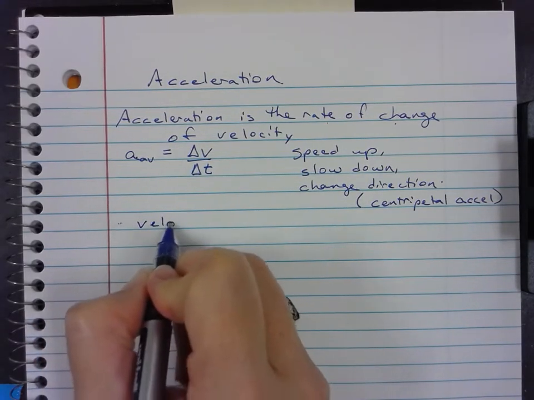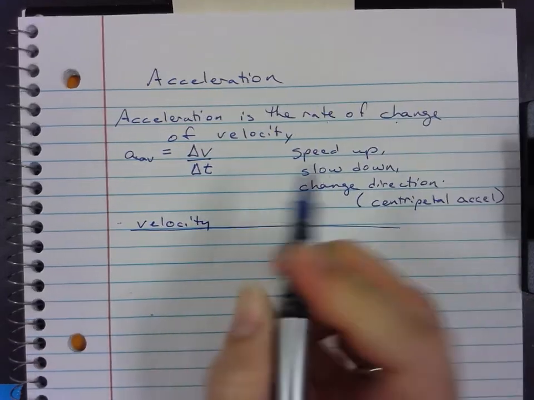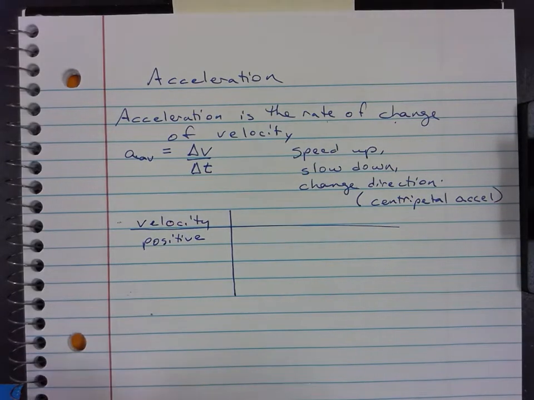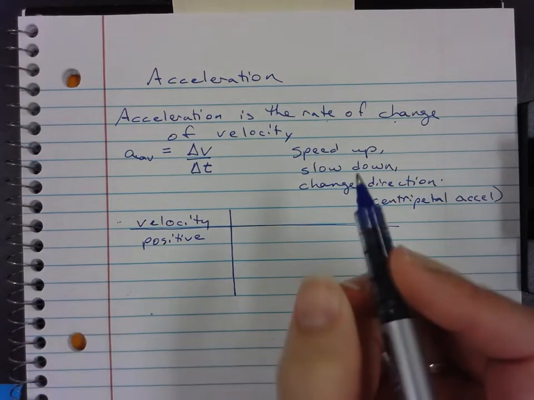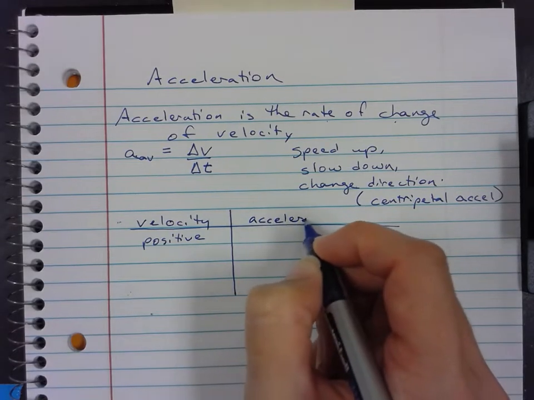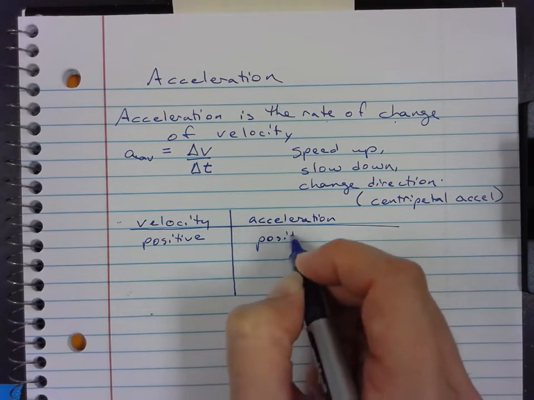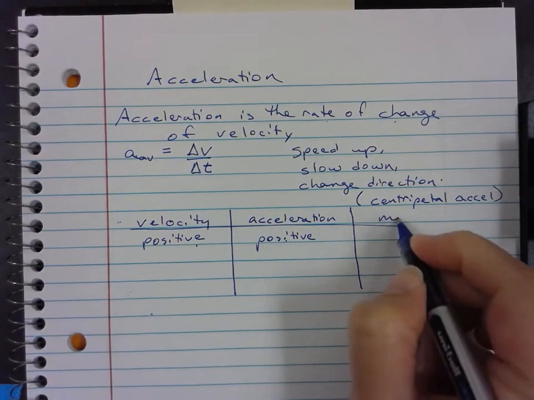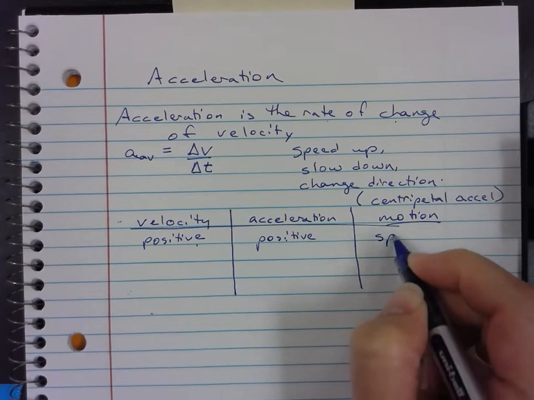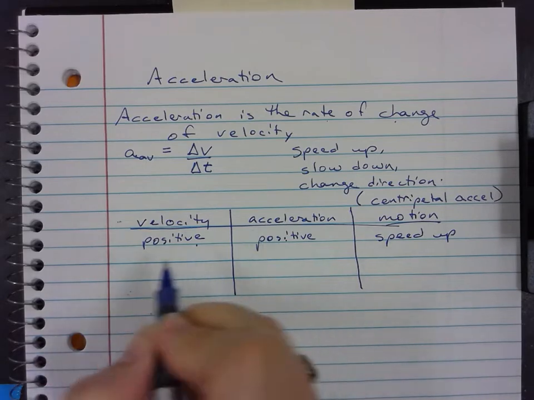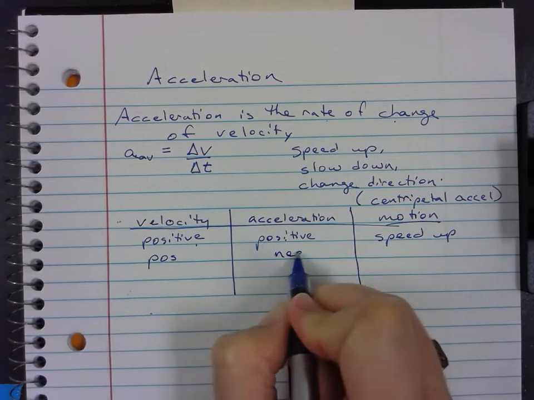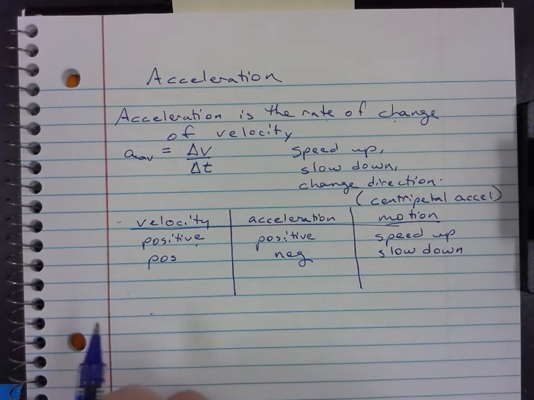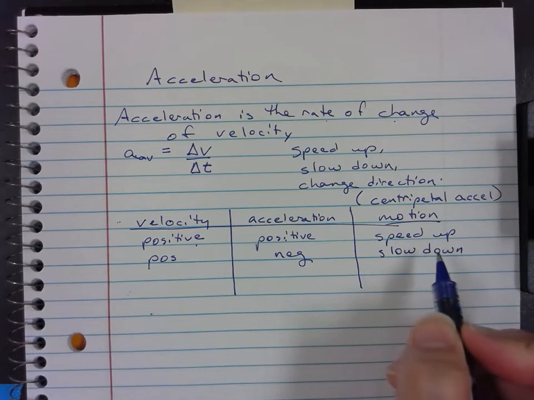So if you are moving in the positive direction, whatever has been defined for the problem as the positive direction, and your acceleration is positive, then because you're accelerating in the same direction you're moving, you are going to see your object speed up. Now, if you're moving in the positive direction and your acceleration is negative, then you're going to see it slow down.